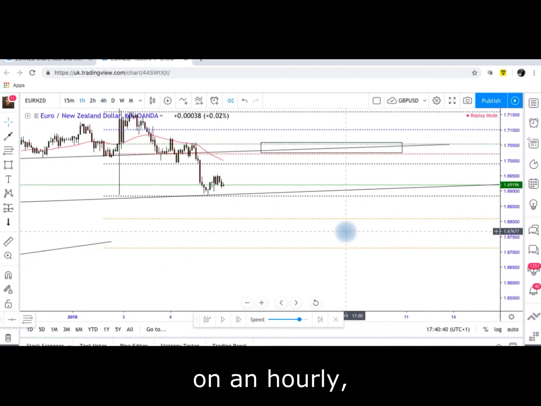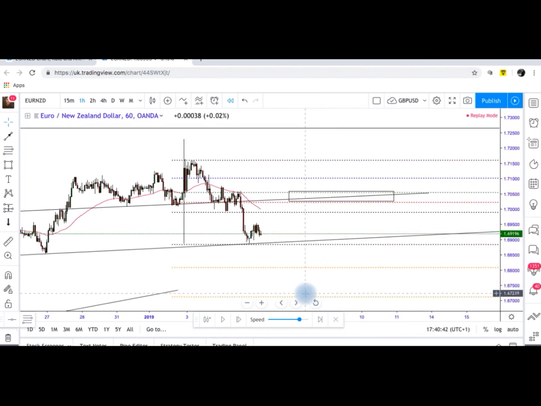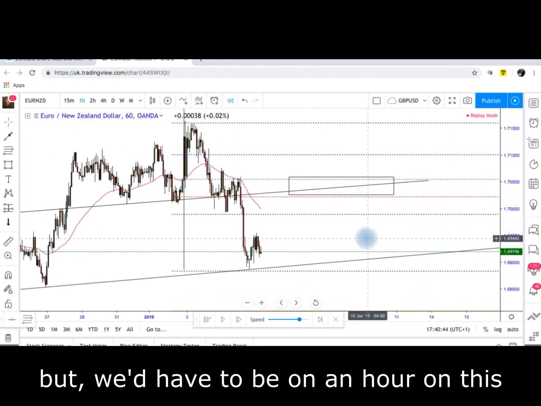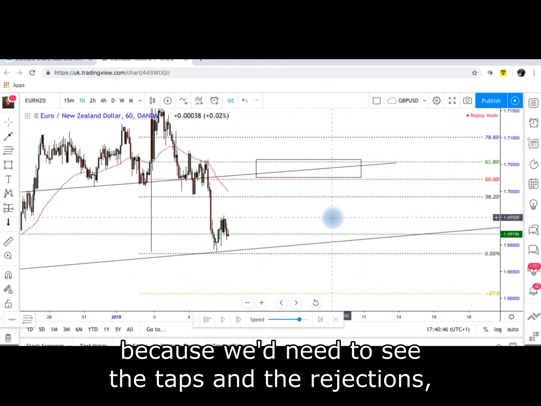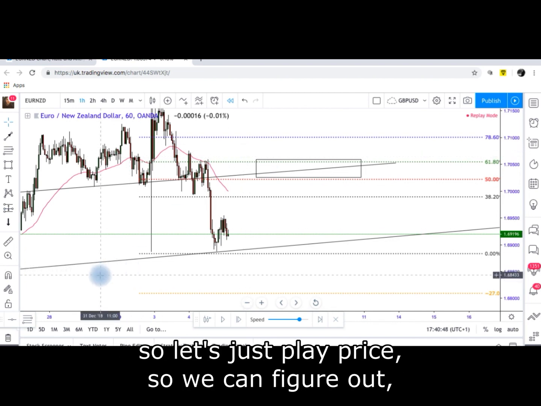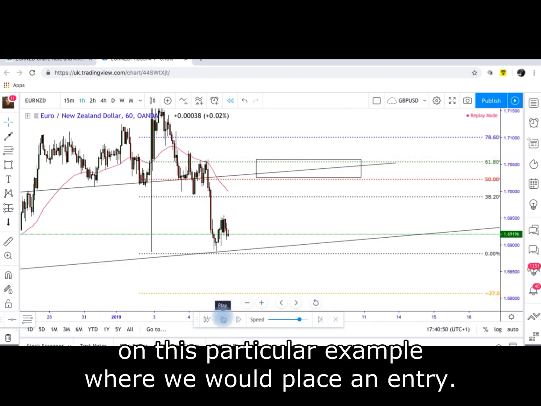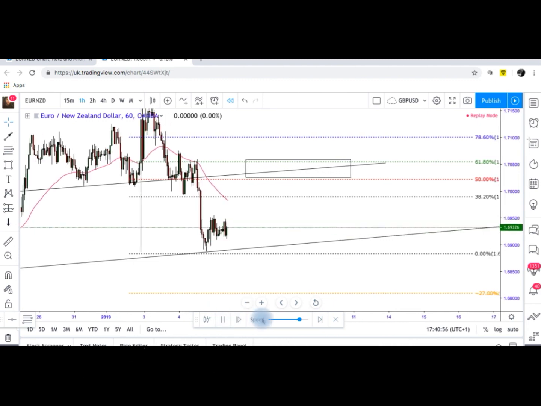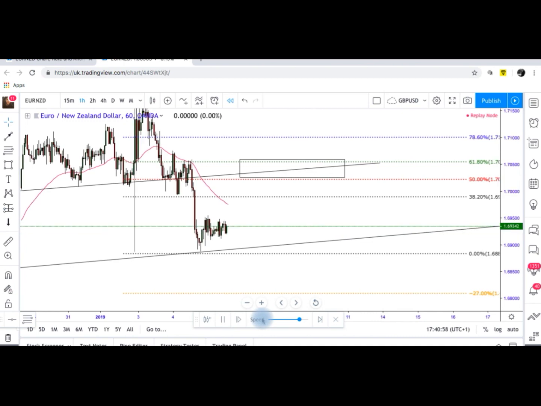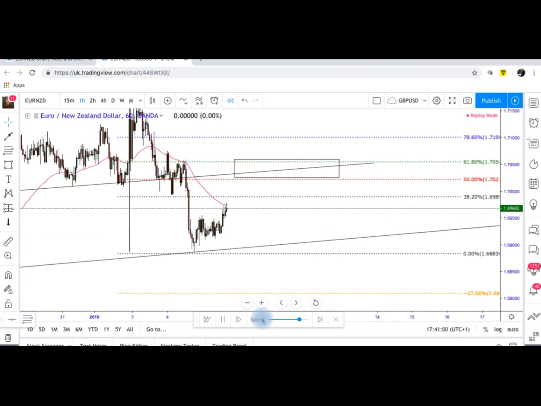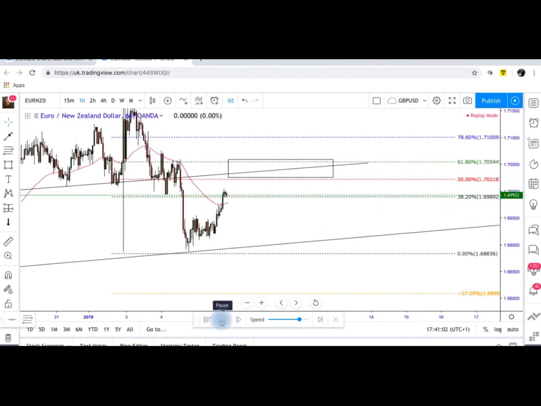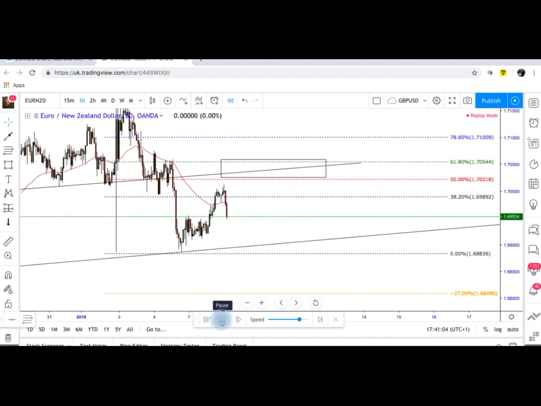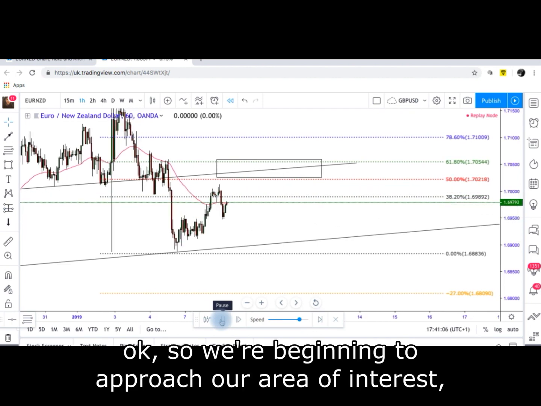It looks a little bit messy on an hourly, but we'd have to be on an hour on this because we'd need to see the taps and the rejections. So let's just play price so we can figure out on this particular example where we would place an entry. Okay, so we're beginning to approach our area of interest.